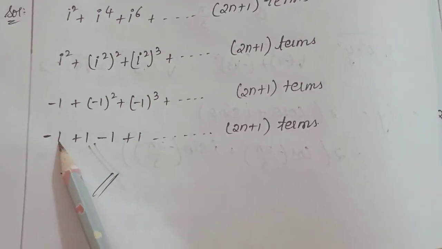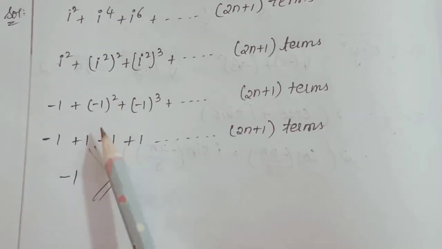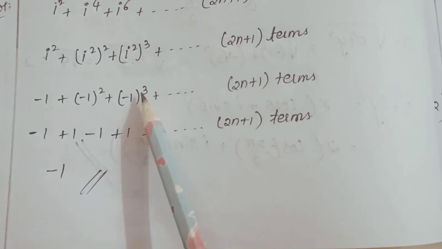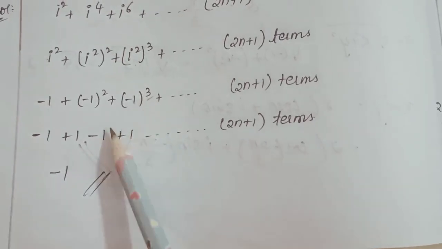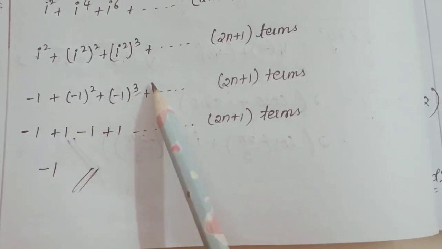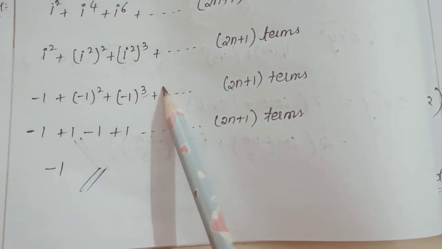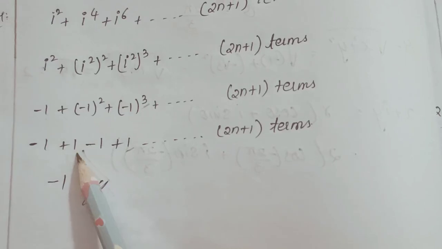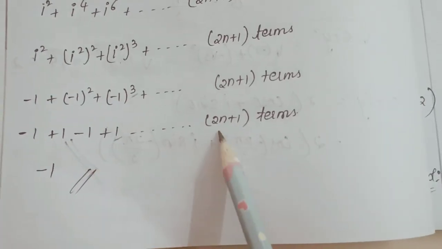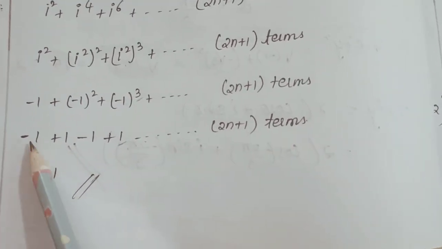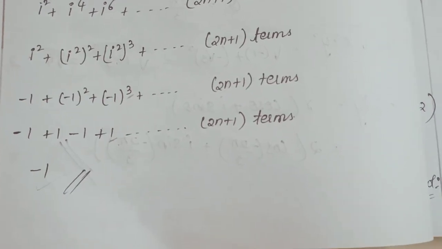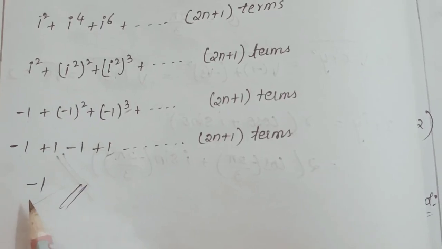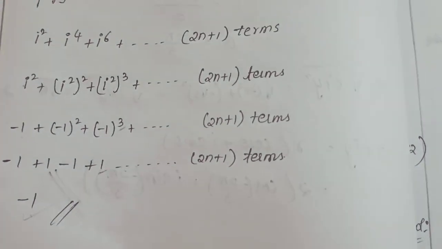Minus 1 stays as it is. Minus 1 whole square is plus 1, since minus 1 into minus 1 is plus 1. Minus 1 whole cube, an odd power, gives a negative value. Next, minus 1 to the power 4 is even, so it becomes 1. So minus 1 plus 1 minus 1 plus 1, and so on up to 2n plus 1 terms. The first value is minus 1, and since 2n plus 1 is an odd number of terms, the answer is minus 1.